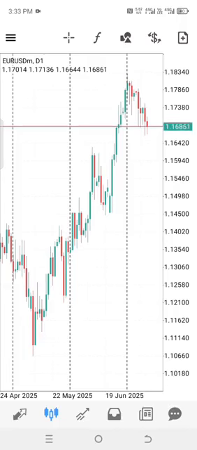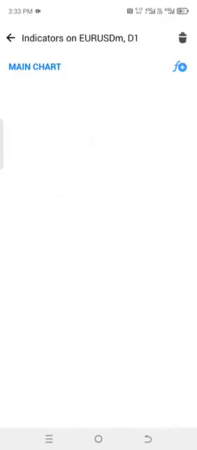Okay, all right, so we're going to go straight to today's video. Today we're going to be making use of indicators like the moving average convergence divergence, which is the MACD. I'm going to add that to the chart.